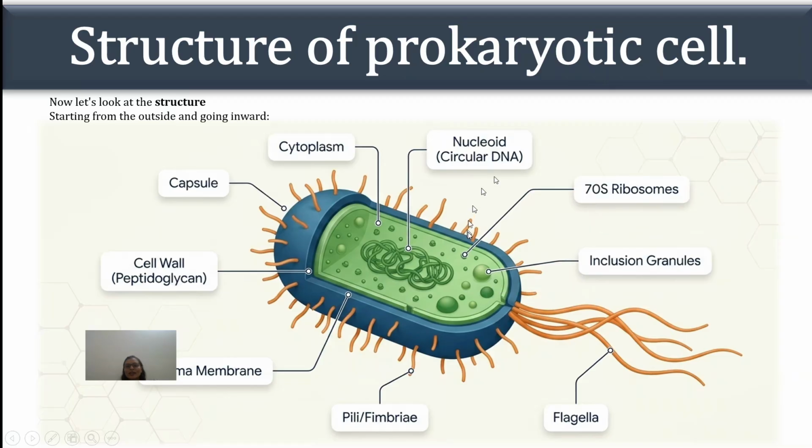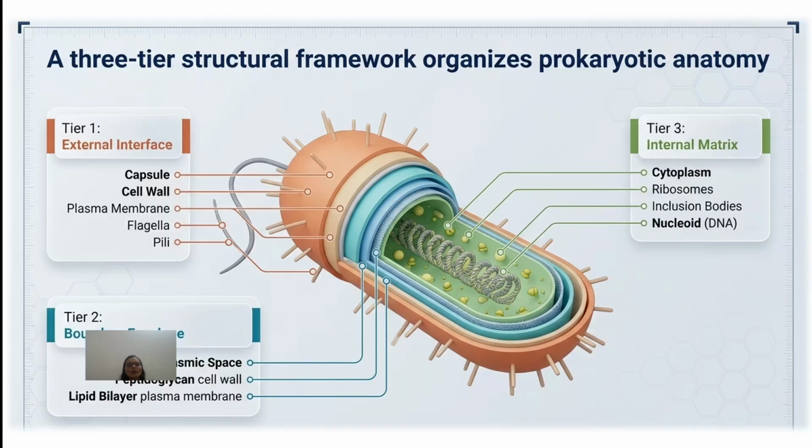Then when we go inside the cell, inside the cytoplasmic membrane, it contains the cytoplasm. There is the nucleoid region, in which bacteria have a circular DNA structure. It also has 70S ribosomes. There are small inclusion granules, and various types of inclusion bodies are present in the prokaryotic cell structure. Once again, we quickly revise it. This picture is divided into three main interfaces.